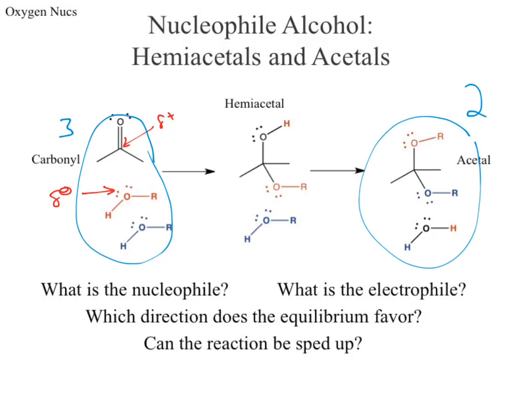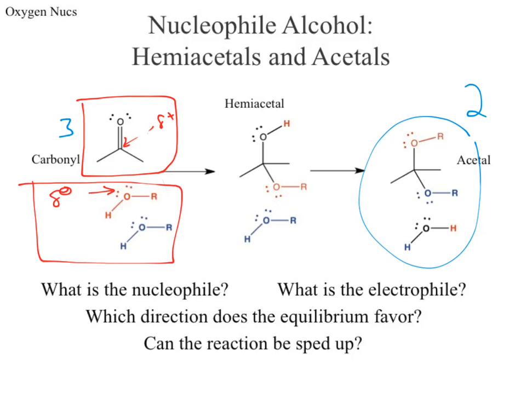H2 and Lindlar's is just going to reduce our carbonyl at best. Okay, we don't want to reduce the carbonyl. We want that carbonyl to react selectively with our alcohols. When we're looking at speeding up reactions, there's really only 2 things that we should be looking at. And as a pseudo hint, there's one, there's the other.